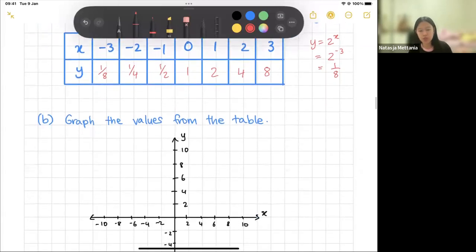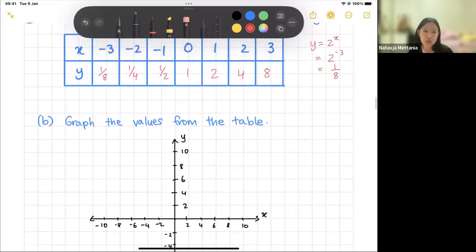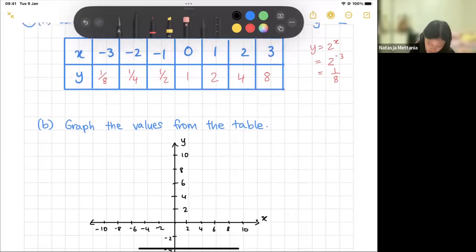Question B: graph the values from the table on a Cartesian plane. So I've done my Cartesian plane. Again, just to note, make sure your increments are correct. You can go up by 1s, by 2s, by 5s, up to you. Let's do it. Looking at this column, we have the coordinate -3, 1/8.